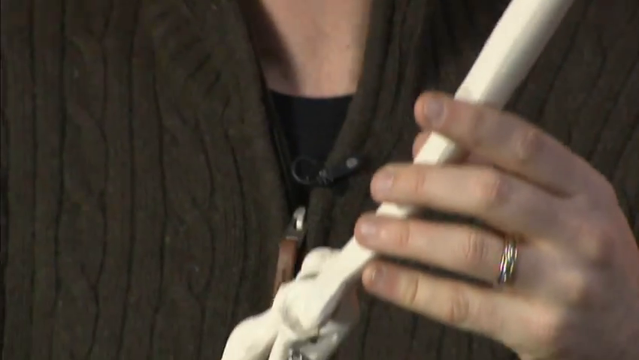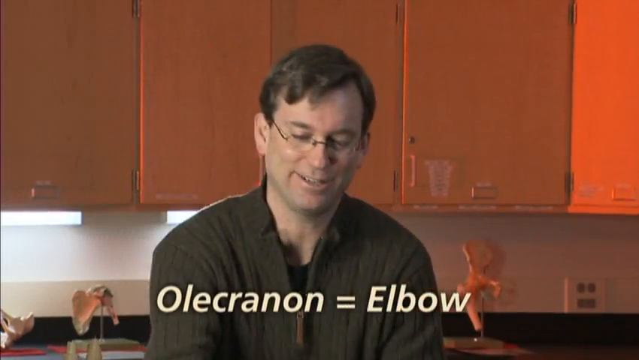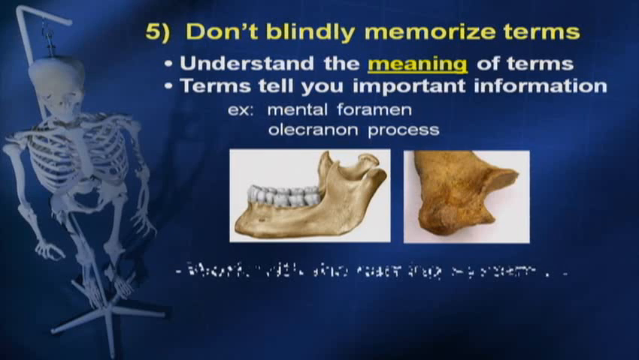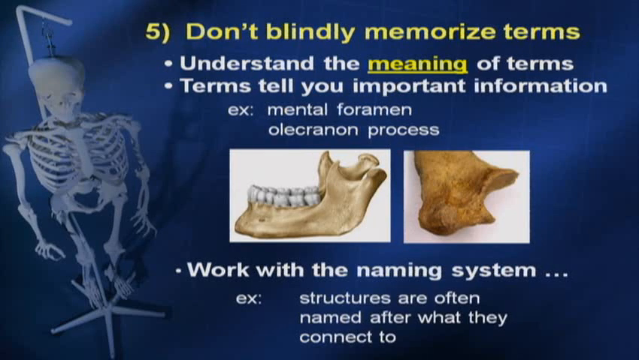What does the term olecranon mean? Elbow. So if you understand that, you understand the terminology, and that's very, very helpful. Also, a final point about naming, you have to work with the naming system that's already used in the skeletal system. For example, it says on the slide, structures are often named after what they connect to. Let me give you an example.